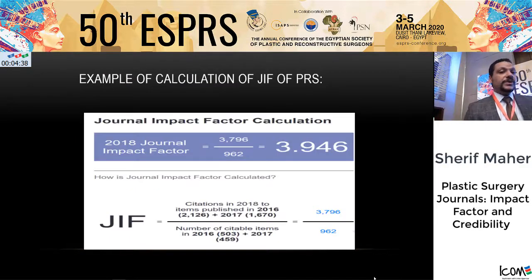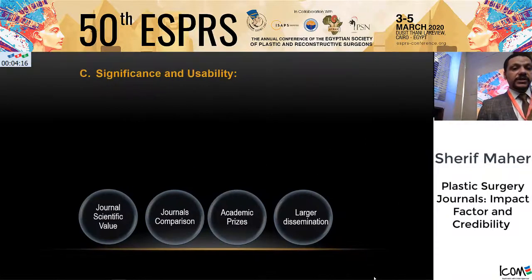To simplify, here is an example of the calculation of the journal's impact factor of PRS for the year 2018. It is calculated by dividing the citations in 2018 to the items published in 2016 and 2017, by the number of citable items published in 2016 and 2017.